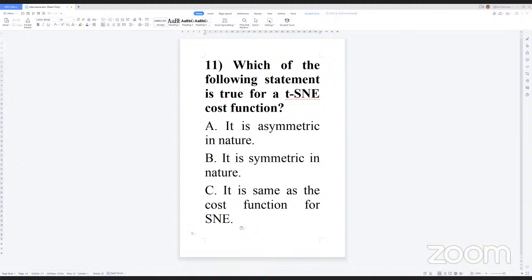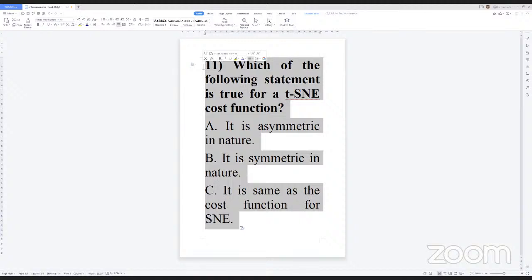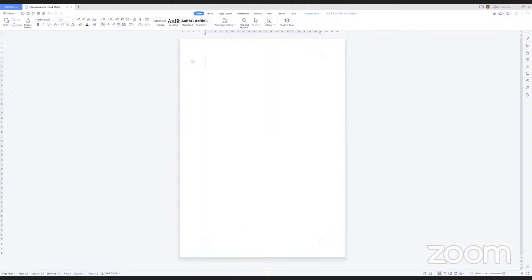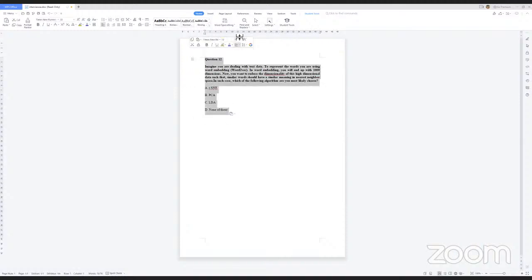SNE is asymmetric. Okay, so t-SNE is symmetric. So option B would be the answer. Okay, so we'll go for the next question.